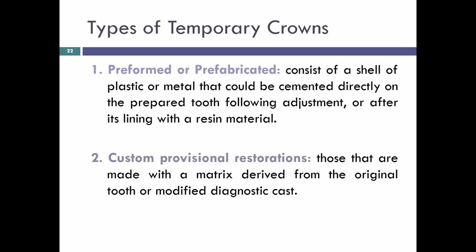Now we come to the types of temporary crowns: preformed or prefabricated crowns, or custom provisional restorations. Basically, preformed crowns consist of a shell of plastic or metal that can be cemented directly on the prepared tooth following adjustments or after its lining with resin material. While custom made provisional restorations are those made with a matrix derived from the original tooth or a modified diagnostic cast.